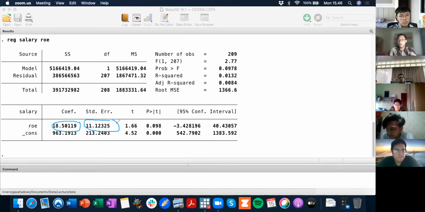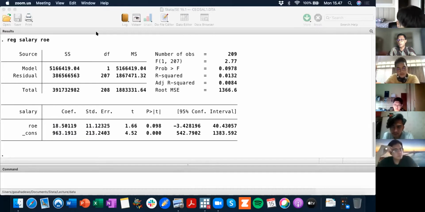Now, again, why do we need to know the standard error? Later on, we need to know the standard error when we do the hypothesis testing. Okay. All right. So I guess this is going to be a very simple depiction of regression.